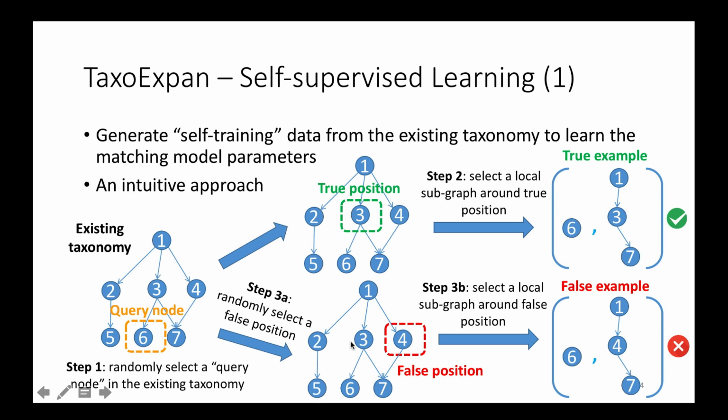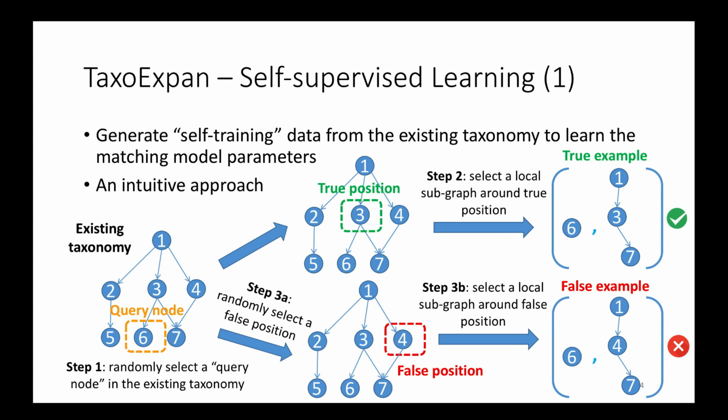To generate negative pairs, you can randomly select one node that is neither the true parent of the query node nor a descendant of the parent node. You randomly select one false position, and then again you get its local subgraph paired with the query node. This gives you false examples. And with those positive and negative pairs, you can optimize your matching model with the binary cross-entropy loss, and you can just train it. This is one possible approach.